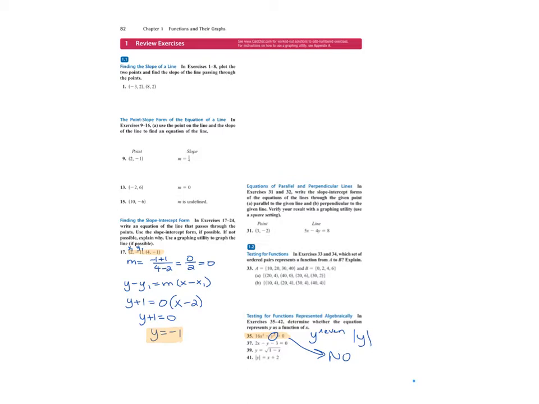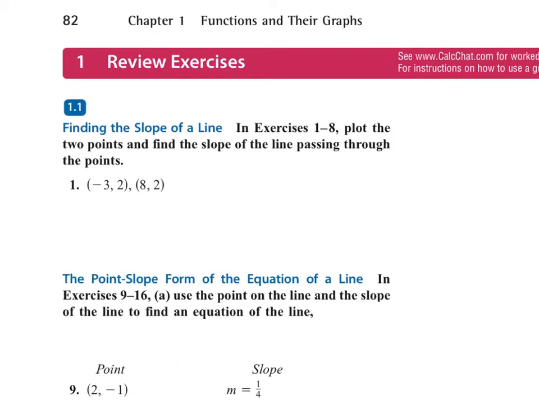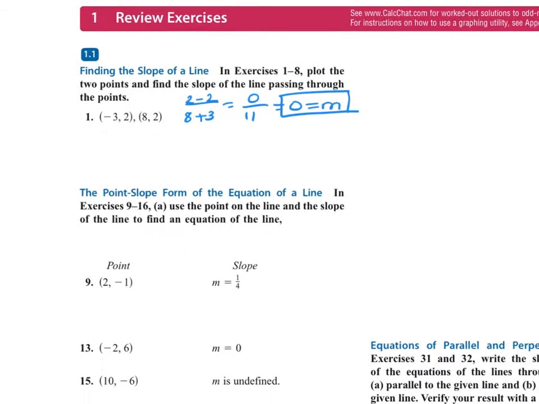So slope, obviously, is 2 minus 2 over 8 minus a negative 3, which is 0 over 11, which is 0. That's the slope there.